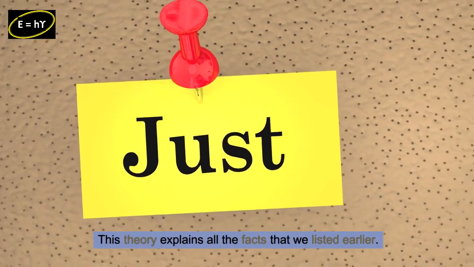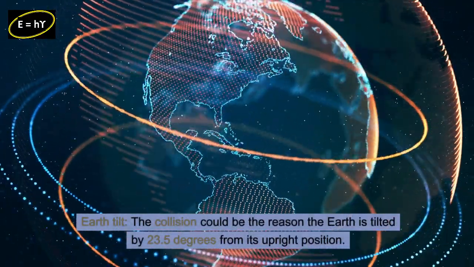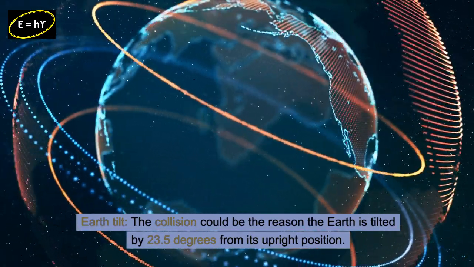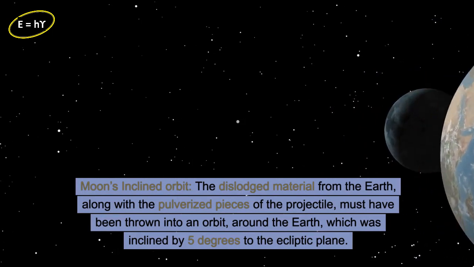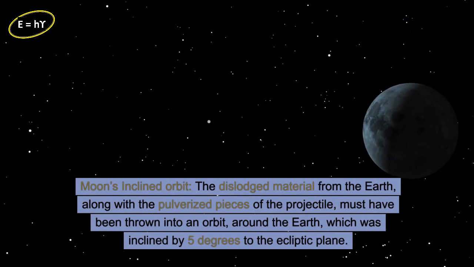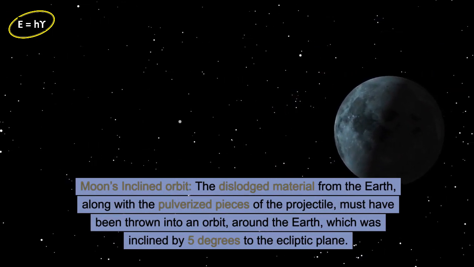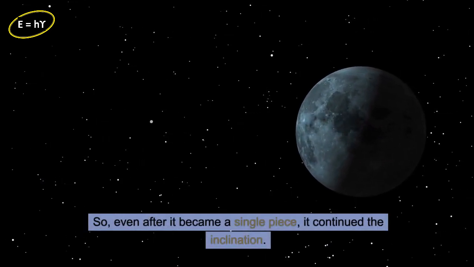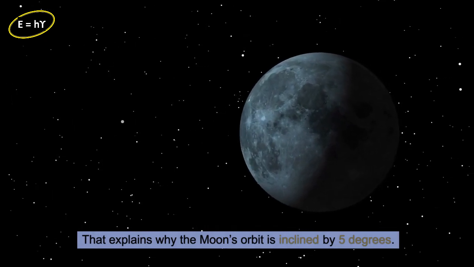This theory explains all the facts that we listed earlier. Earth tilt. The collision could be the reason the Earth is tilted by 23.5 degrees from its upright position. Moon's inclined orbit. The dislodged material from the Earth, along with the pulverized pieces of the projectile, must have been thrown into an orbit around the Earth, which was inclined by 5 degrees to the ecliptic plane. So, even after it became a single piece, it continued the inclination. That explains why the Moon's orbit is inclined by 5 degrees.